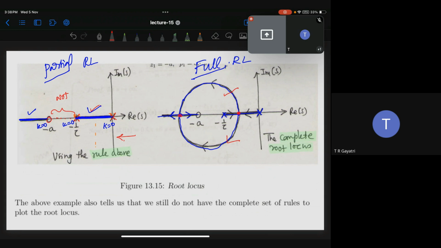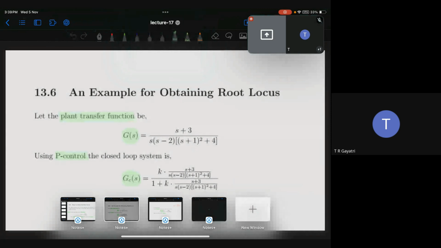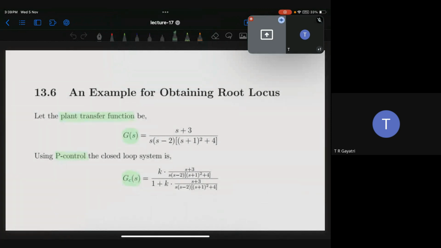Clear? Yes, sir. From this is the partial. From the partial, how can I draw the full? That will be given by the steps of the root locus. So let me go through that. It will just take 10 minutes. Sure, sir. Now I'll go through the example. I'm not going through how the steps came about, so from the example itself, you can understand.